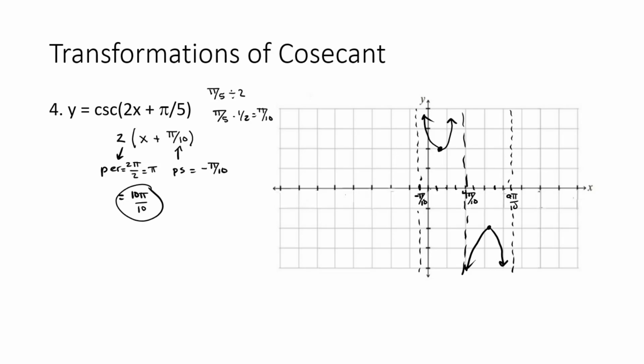Okay, so catch me next time when we go over secant. It's going to look a lot like this graph. It's just going to be shifted. So instead of starting at an asymptote, we'll start at one of our peaks or valleys. And so then we'll have completed all 6 trig functions.